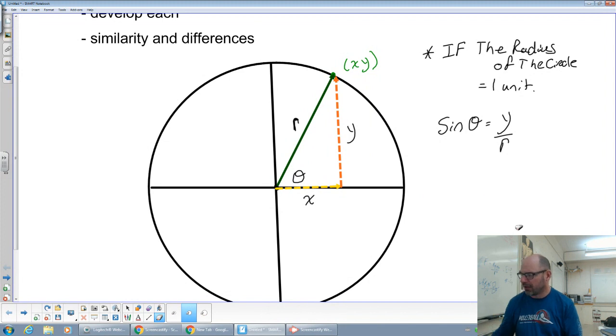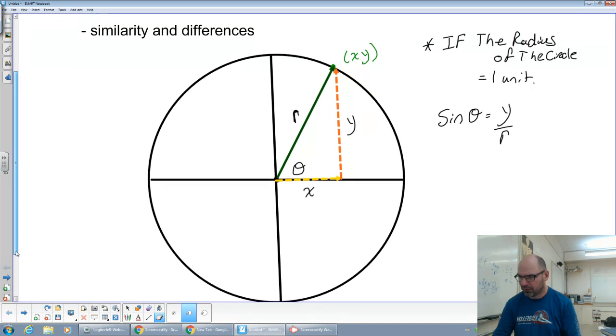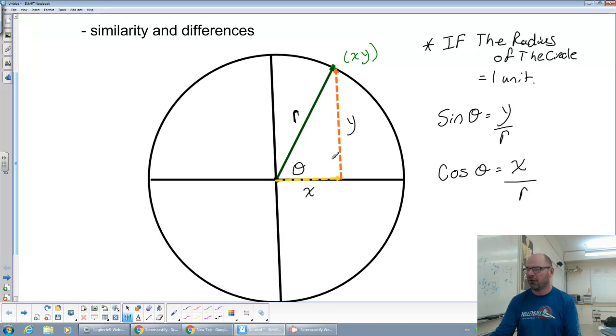And cosine is the relationship of x over r. And tangent is y over x, but we're not going to look at that for a little while yet. So sine is y over r, cosine is x over r. Okay, so there's our two relationships. And as they go around, depending on what r is, x squared plus y squared equals r squared, as well, by the Pythagorean theorem.